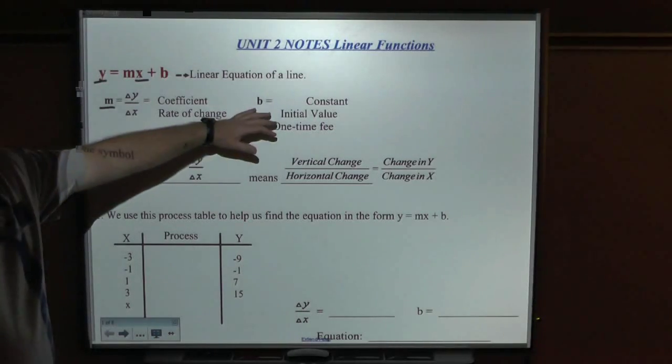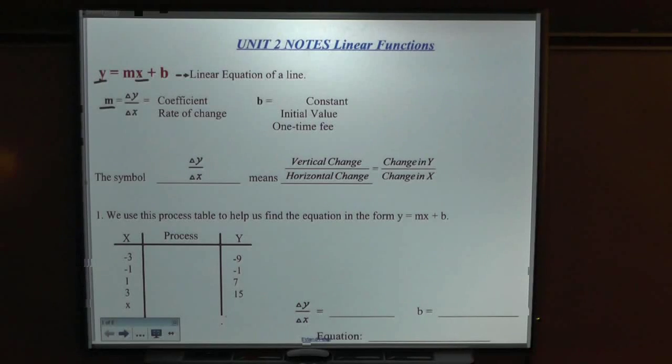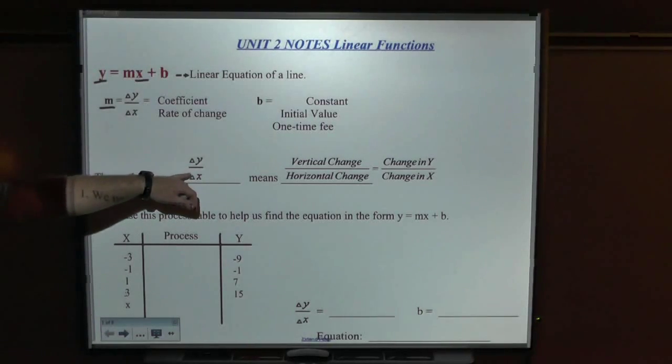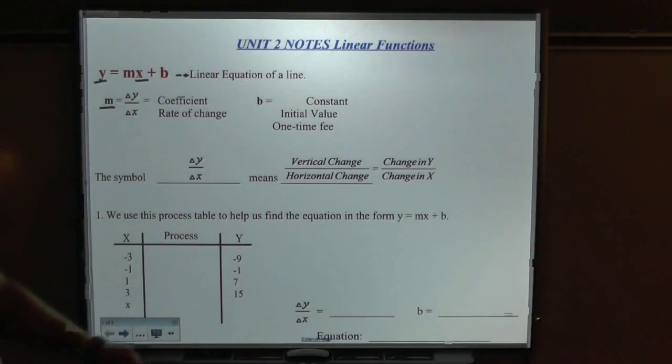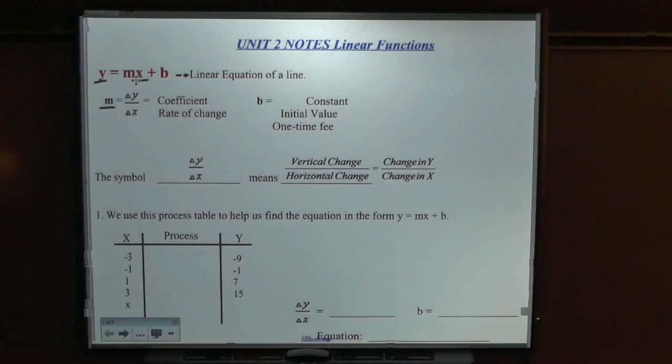B is known as your constant. It's your initial value in a problem, what you start with, or a one-time fee. It's what's being added on to whatever is changing. This symbol, delta y over delta x, means the vertical change divided by the horizontal change. In other words, your change in your value of y divided by your change in your value of x. That's what it stands for.